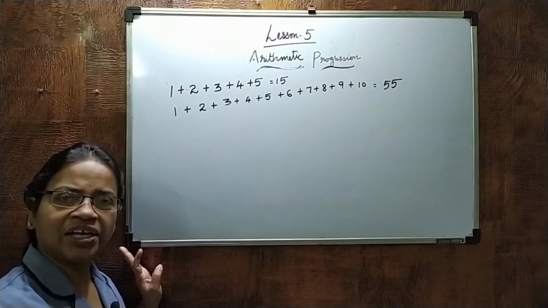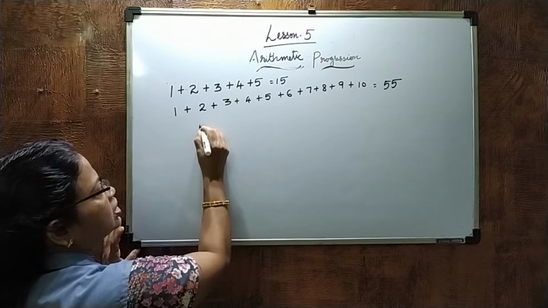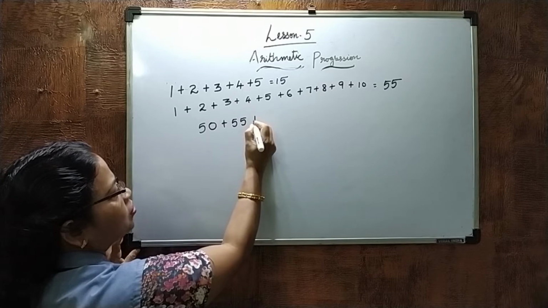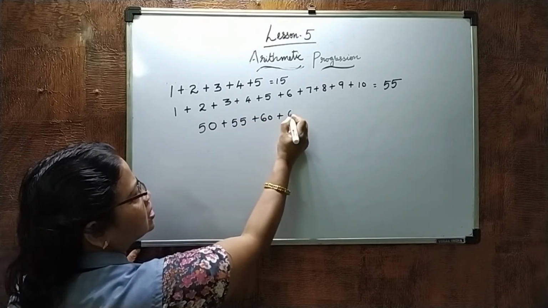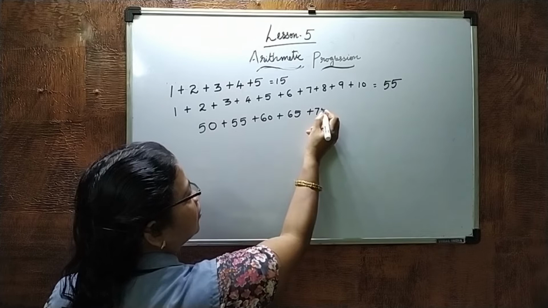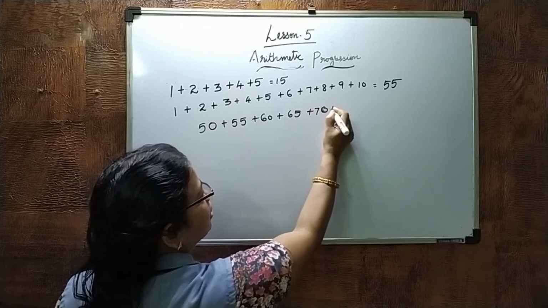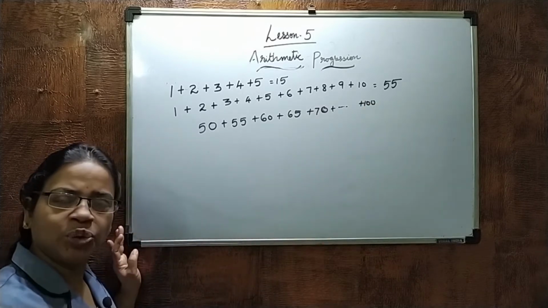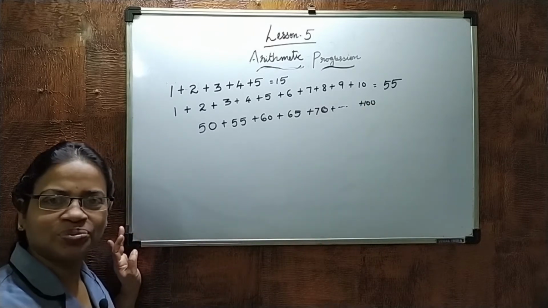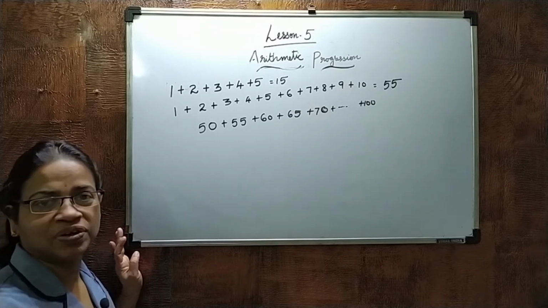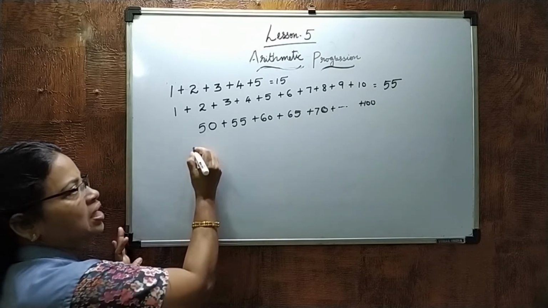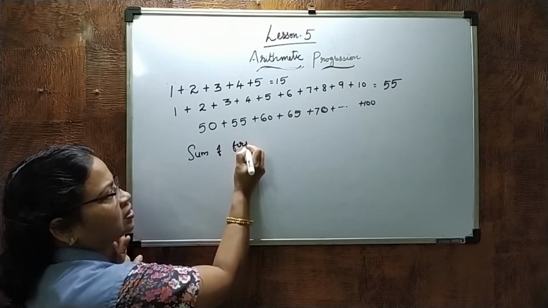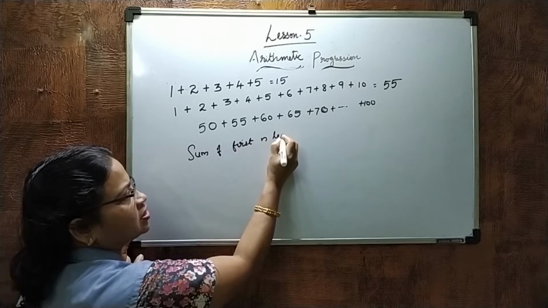Again he asked you to find the sum of 50 plus 55 plus 60 plus 65 plus 70 plus and so on up to 200. Can you do it very fast? No. So there we can use one formula: the sum of the first n terms.